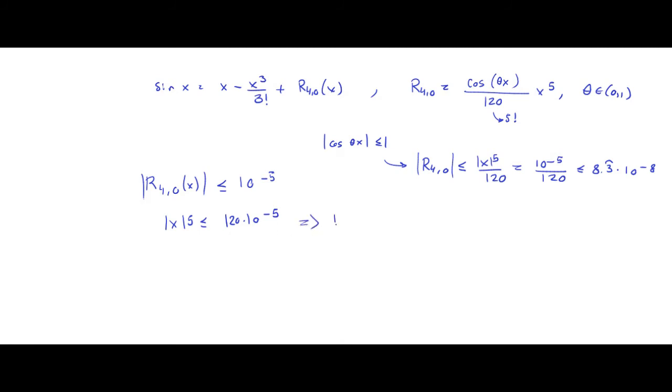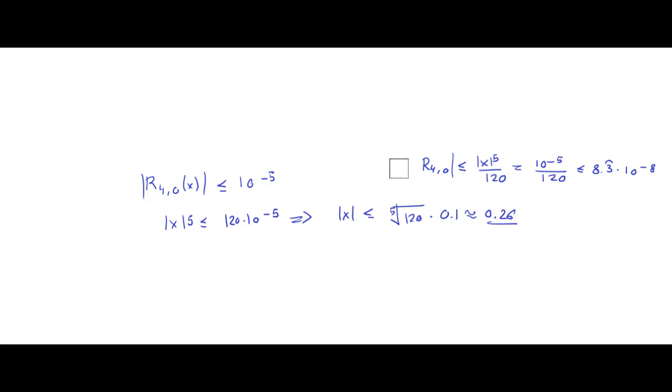This is equivalent to the absolute value of x being smaller than the fifth root of 120 times 10 to the minus 5, which is approximately equal to 0.26. Okay, so values of x between minus 0.26 and 0.26 will be approximated with an error smaller than 10 to the minus 5, which is, you know, nice enough. Okay, and now let's see another example.